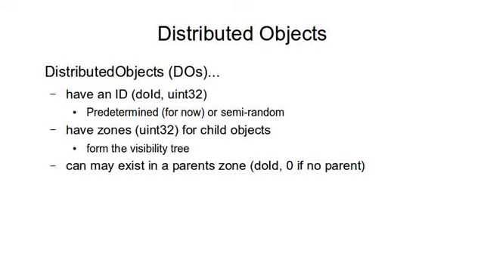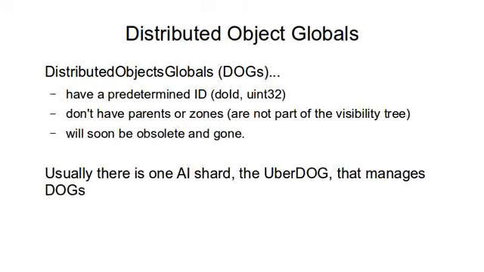Currently, there's also a special type of distributed object named the Distributed Object Global, or for short DOG. These objects always have a predetermined ID defined by the application developer. They have neither parents nor zones and thus are not part of the visibility tree, and they are already slated to be deprecated. Usually there's one AI process named the UberDoc that manages these distributed object globals.